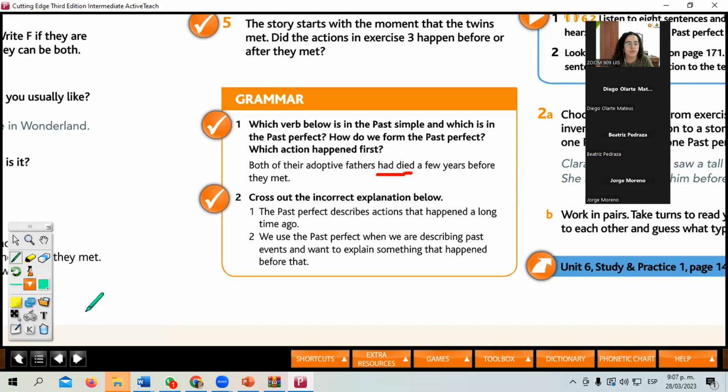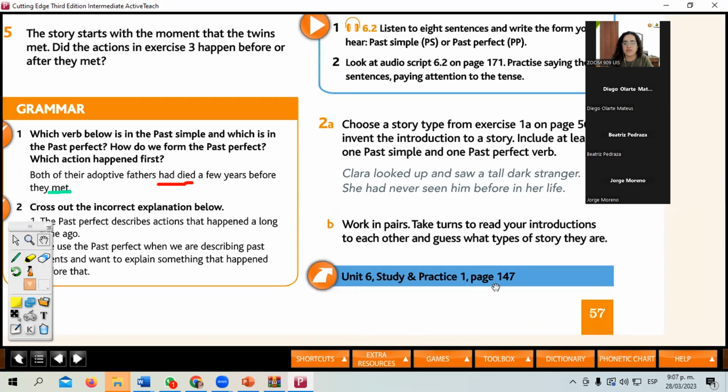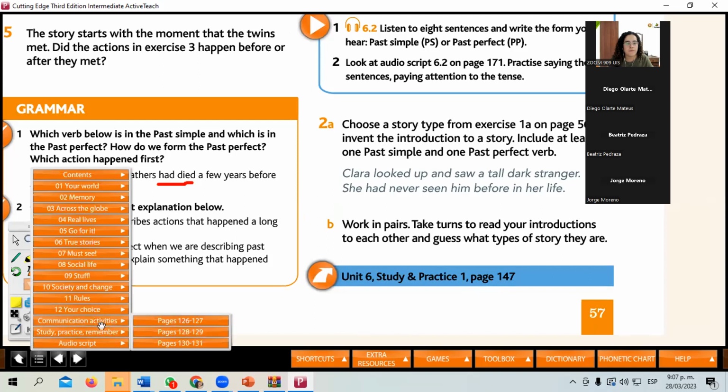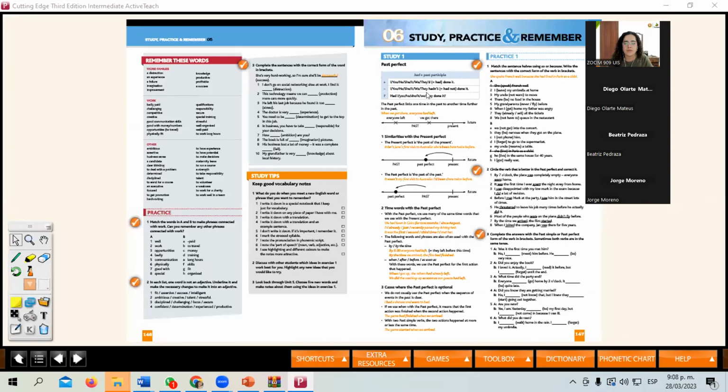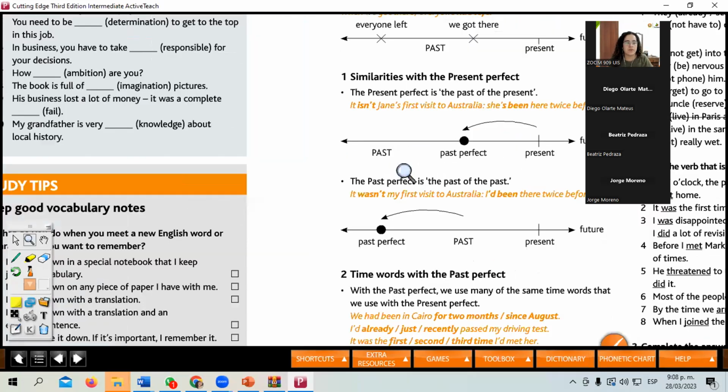And which one is the past simple? They met. Yes, the verb met, right? So that's what we're going to review today. Let's remember the use of past perfect versus past simple, okay? So we can take a look at page 147. All right, so on page 147, let's review very quickly the use of past perfect, okay?